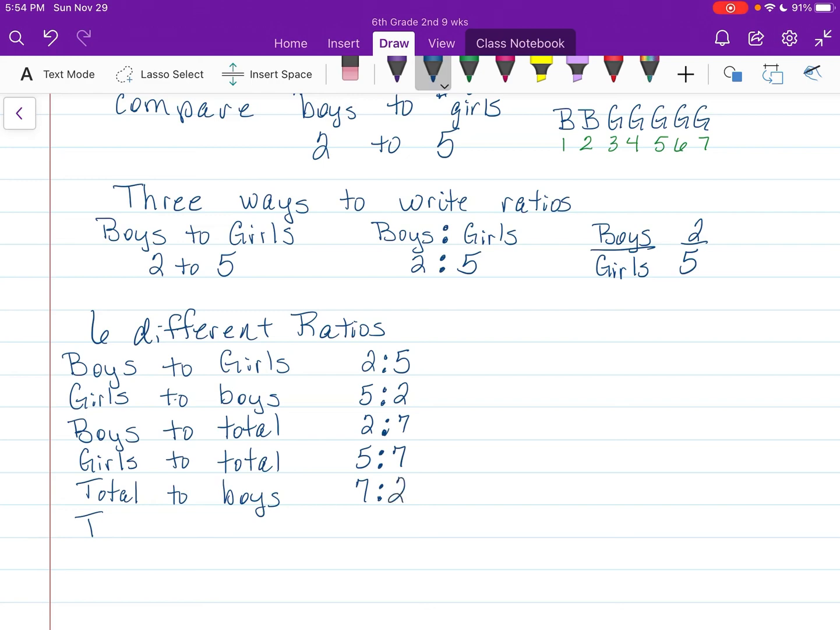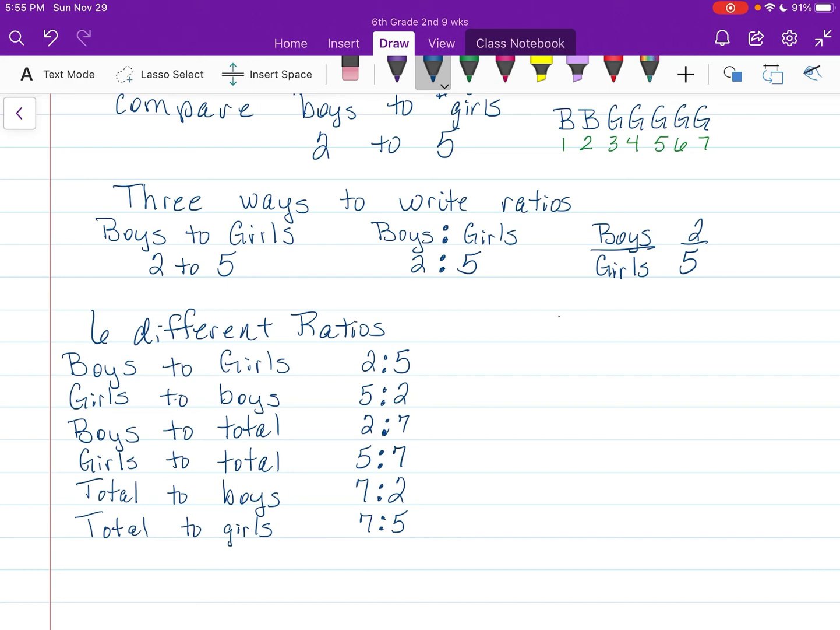All right, but the total to girls would be our 7 to 5. Okay, so we got 6 different ratios. They're technically different, even though some of them are just the flip, right? They're flip-flopped. The numbers are flip-flopped. But they're still technically different.